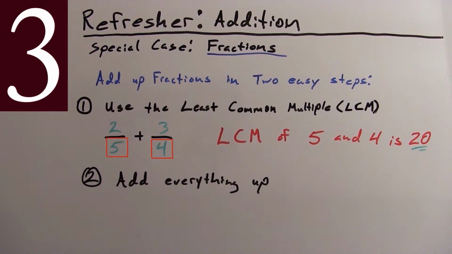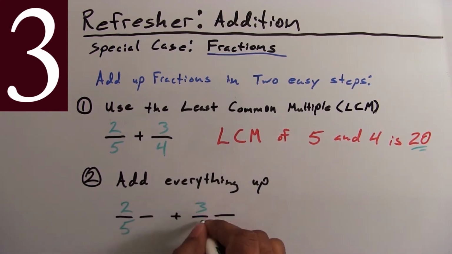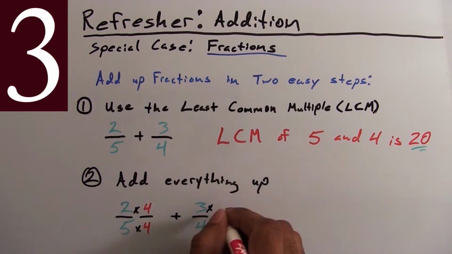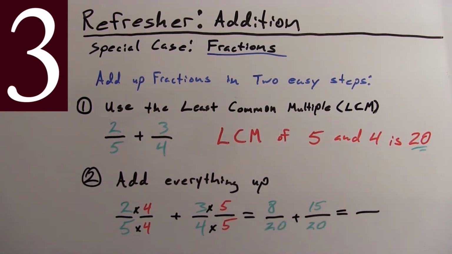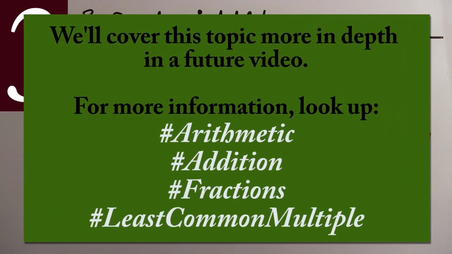Finally, when you can add them together, start by finding the number that is the least common multiple of the denominators, using that number to convert the fractions, and then adding them together. If you're fuzzy on all the details about these, don't worry. We'll cover this in depth in a future video. Look up these topics in the meantime for more information.